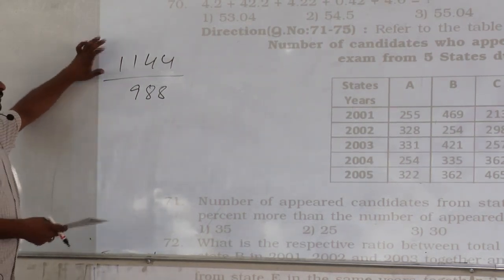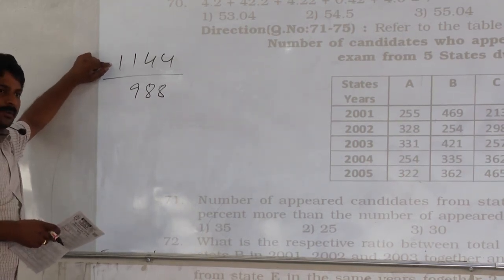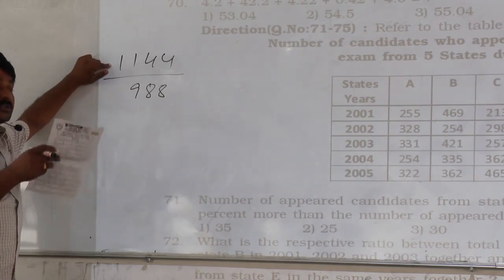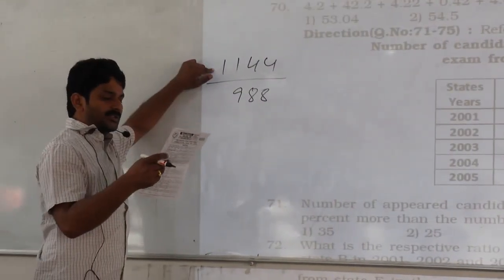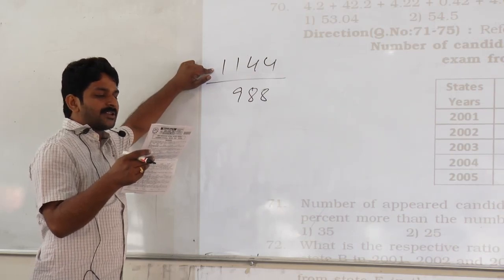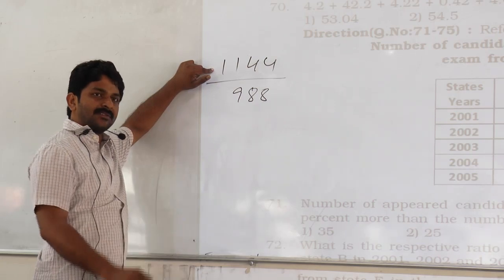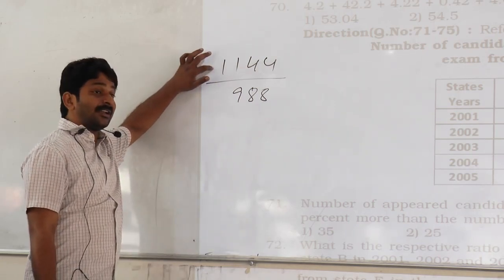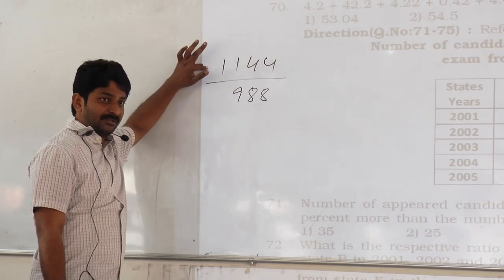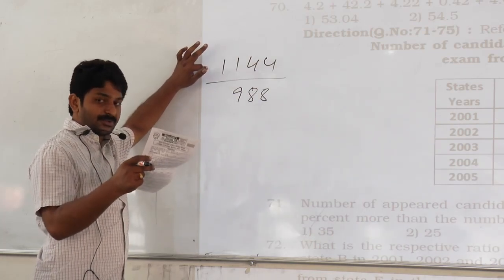Is it a multiple of 9? Numerator, 1144. Is it a multiple of 9? So, look at your options. The first option cannot be your answer, the second option cannot be your answer, the fourth option cannot be your answer. If it is not a multiple of 9, this is not a multiple of 3. Look at your first option, second option, fourth option.